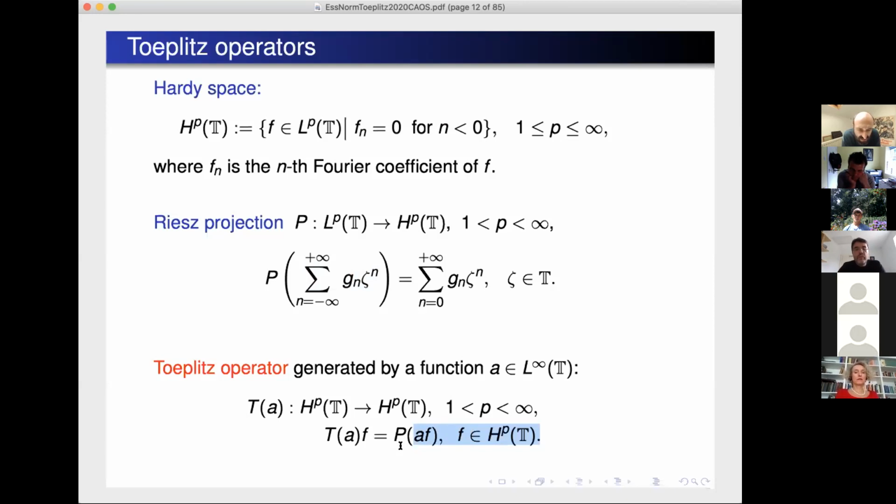Toeplitz operators are very important operators for a variety of reasons. It's a very simple operator, just like multiplication by a function, but a non-trivial one, since you add a projection into the mix. They are related to the Riemann-Hilbert problem, to singular integral operators, and to many things in elliptic PDEs in the two-dimensional case. These are really important operators, and my talk will be about the essential norms of Toeplitz operators.